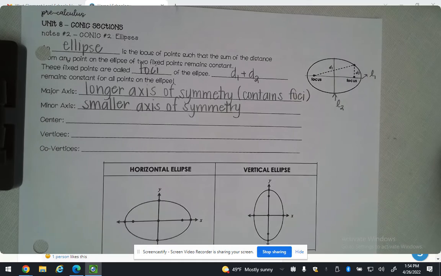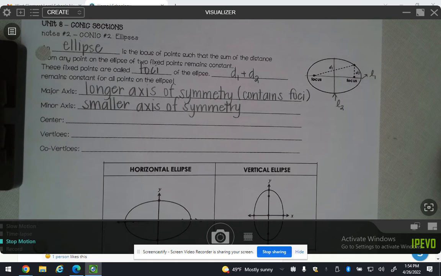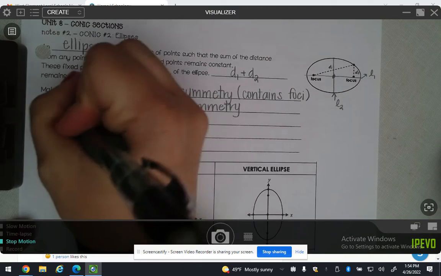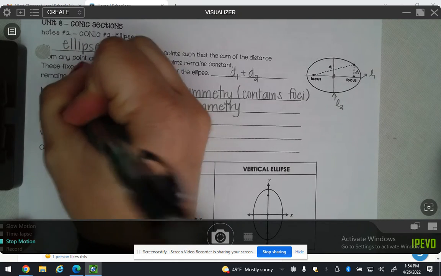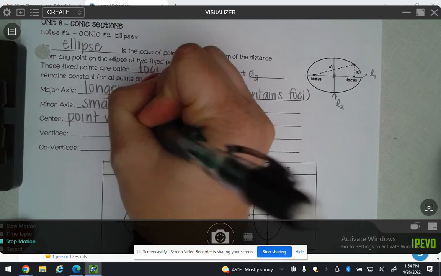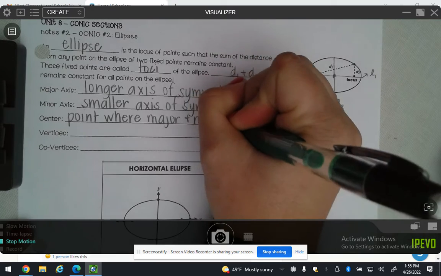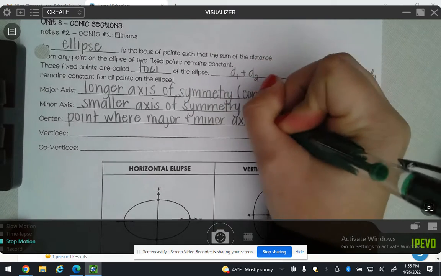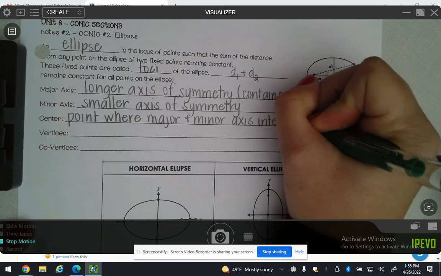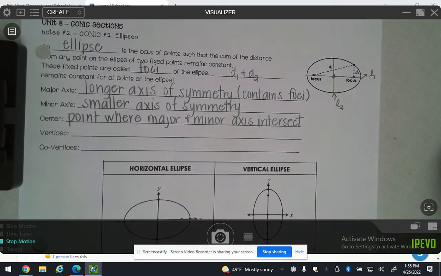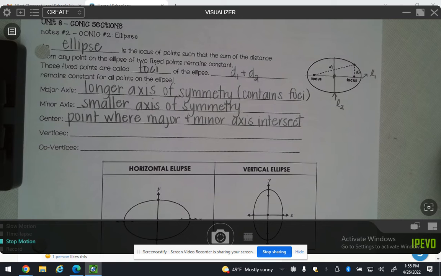Okay? The center. Can you tell where the center is on that ellipse? It's exactly right. It's right here. Okay? Your center is your point where your major and minor axis intersect. It's where they intersect. Okay? Are we cool with me there?